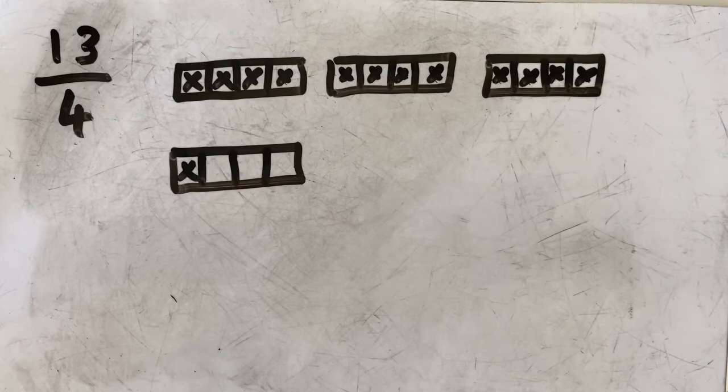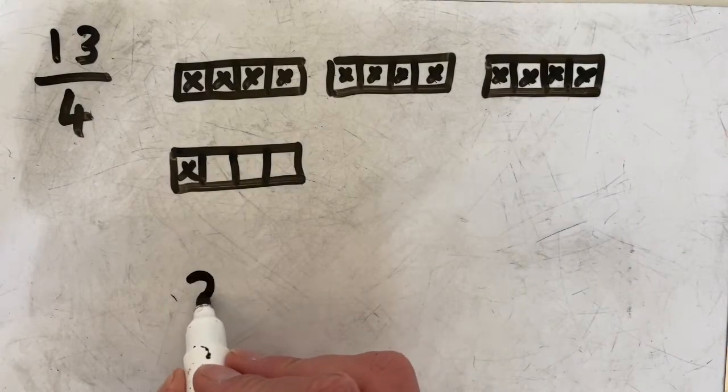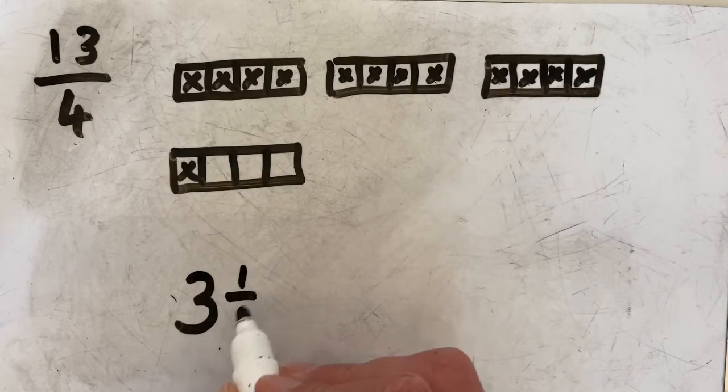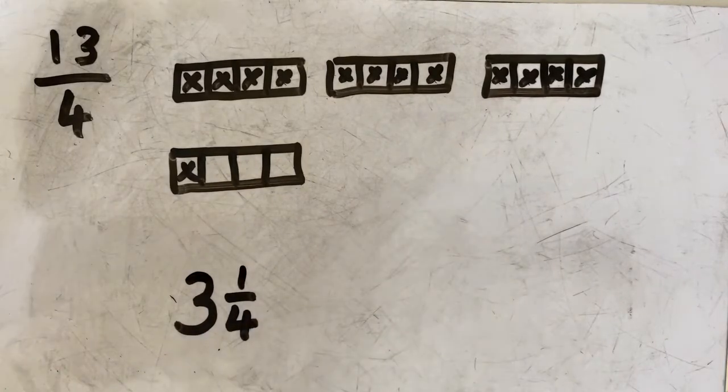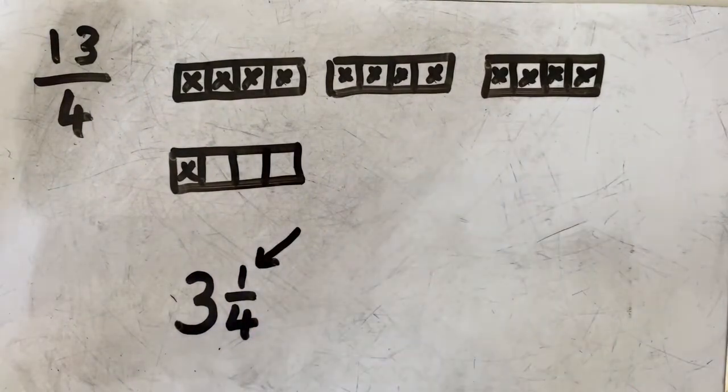Now, there is a quicker way of doing this, and that is to divide the numerator by the denominator. Now, 4 goes into 13 3 times, with 1 left over. So, we know that this must be 3 with 1/4 left over. The remainder in the division you do is the numerator.